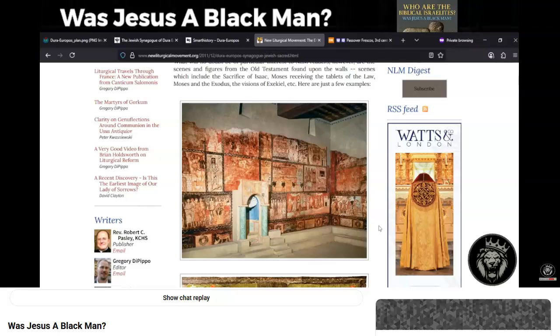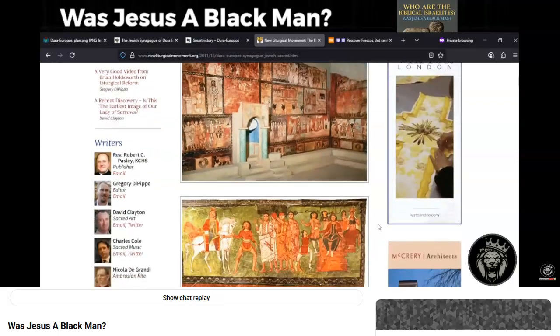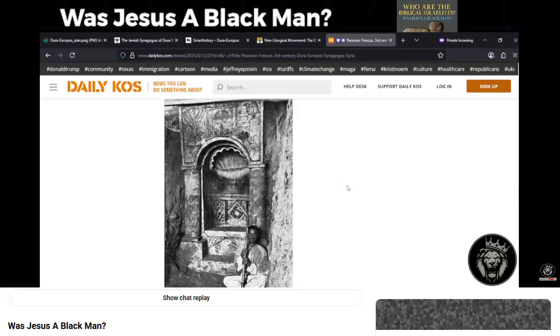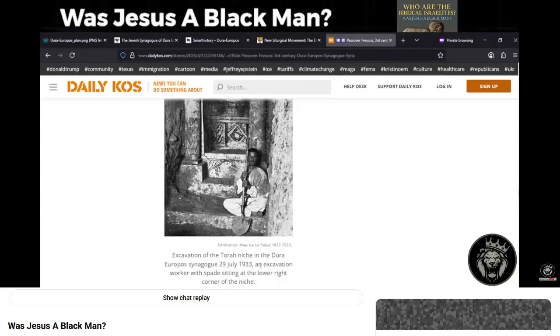Over in the church, they have pictures of the Messiah. They have pictures of people who they call Jesus, and we'll take a look at that as well. And we'll take a look at some of these pictures as far as where they're located in the fresco. And this is another picture. You can see a brother man actually doing some of the excavation. It's the excavation of the Torah niche in Dura Europos.